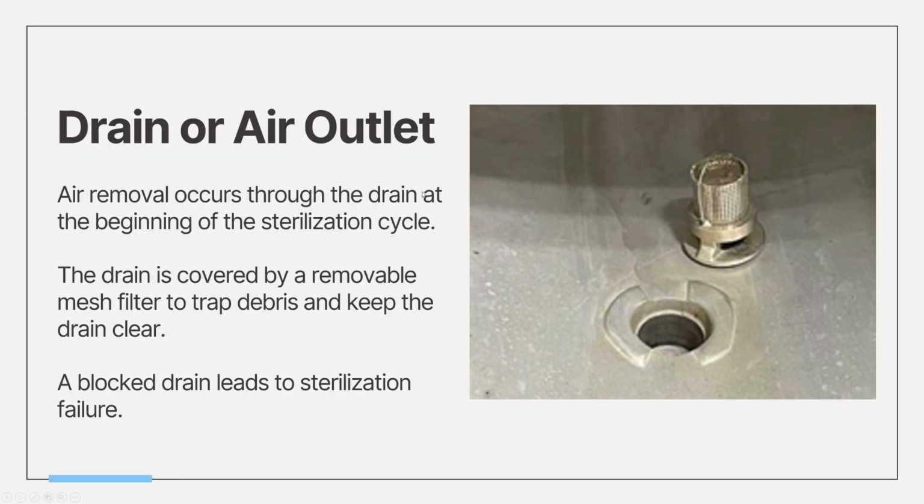And then we have the drain or air outlet. It's usually located at the bottom front. It's the primary path for air removal at cycle starts. It's covered with a removable mesh filter to catch debris. Blockages here can cause sterilization failure because it's trapping air, right? So we have to make sure air is at least gone or displaced for the most part from the chamber so that steam can properly fill up all the pockets within.